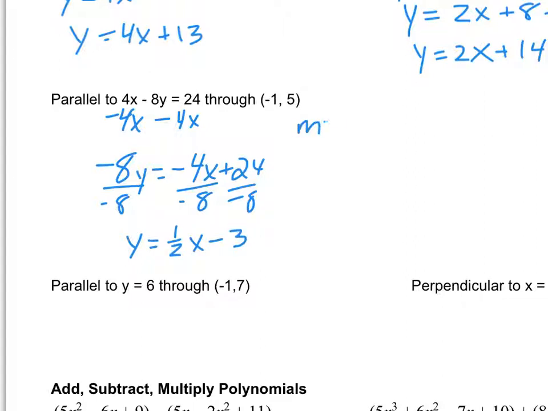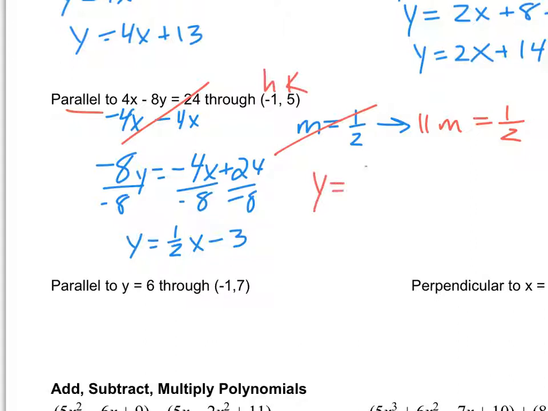So let's identify my slope from that equation, 1/2. I'm going to reread my problem because you've already forgotten it by now, which is parallel. So my parallel slope is also 1/2. Cross it out, and there's my h and my k. So y equals m, which is 1/2, x minus, which means opposite, so plus 1, and keep k.